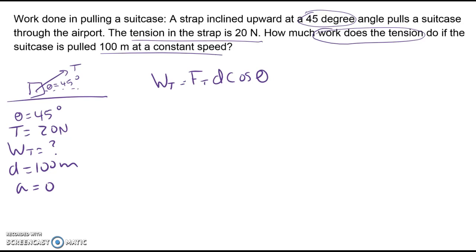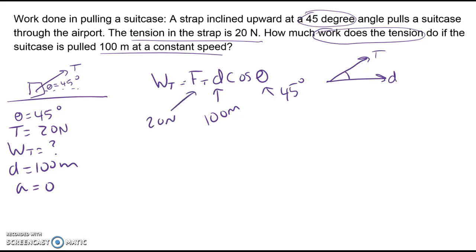Trivially, we might think it's 45 degrees, but let's just make sure our problem's not playing a trick on us. It is that 45 degrees. So if our object's displacing to the right, and our force vector is off upwards to the right, this angle here is the angle given in the problem. That is the 45 degree angle. Alright, so plug in our values.